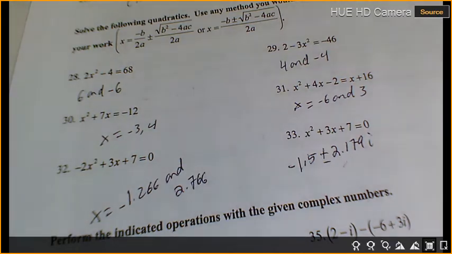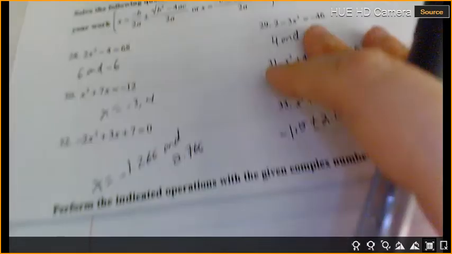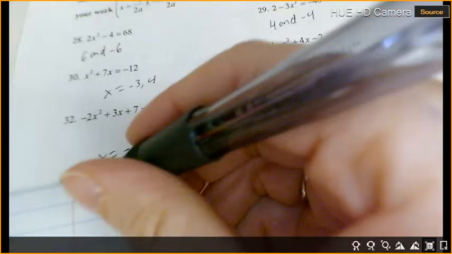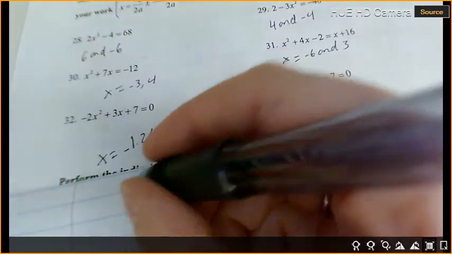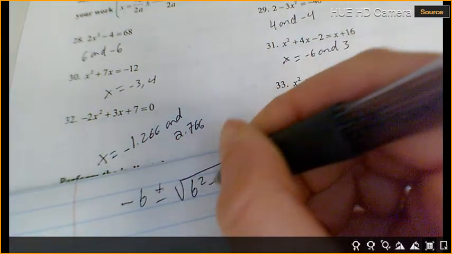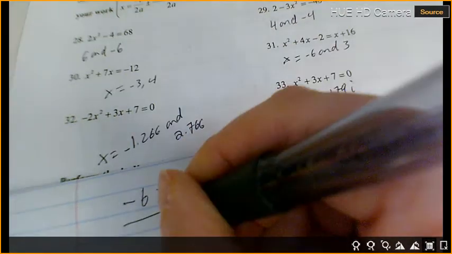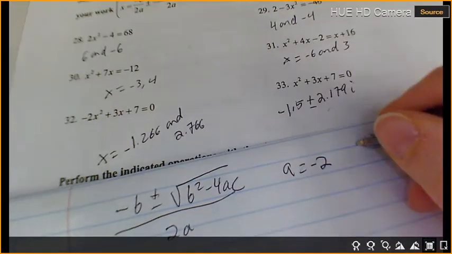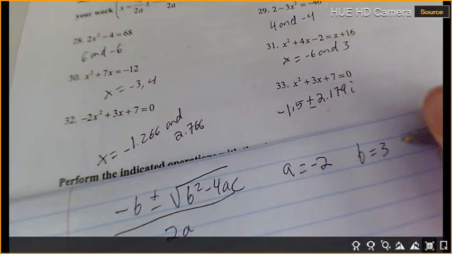Okay, anything else besides 33? 32 and 33? Okay, I'm going to do 32 first. Okay, so we know we're going to use the quadratic formula, okay, which is negative b plus or minus the square root of b squared minus 4ac all over 2a. And for 32, I know a equals negative 2, b equals 3, and c equals 7.